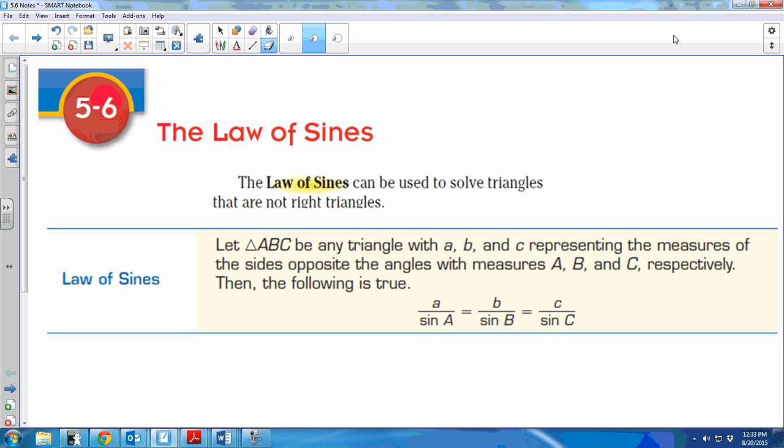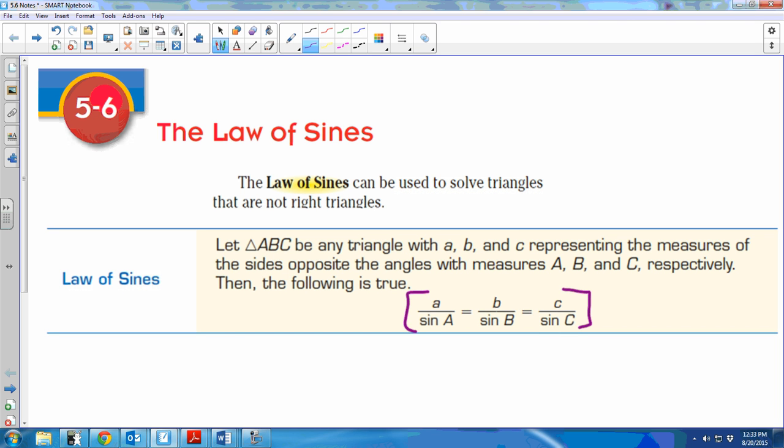So the law of sines says that if you have any two of these ratios, you can set them equal to each other to write a proportion and cross multiply to find a missing piece. All right. So it says that all three of these ratios are equal to each other. You just choose two that will help you in your problem to solve the missing pieces. Does that make sense? So you're not going to use all three together.